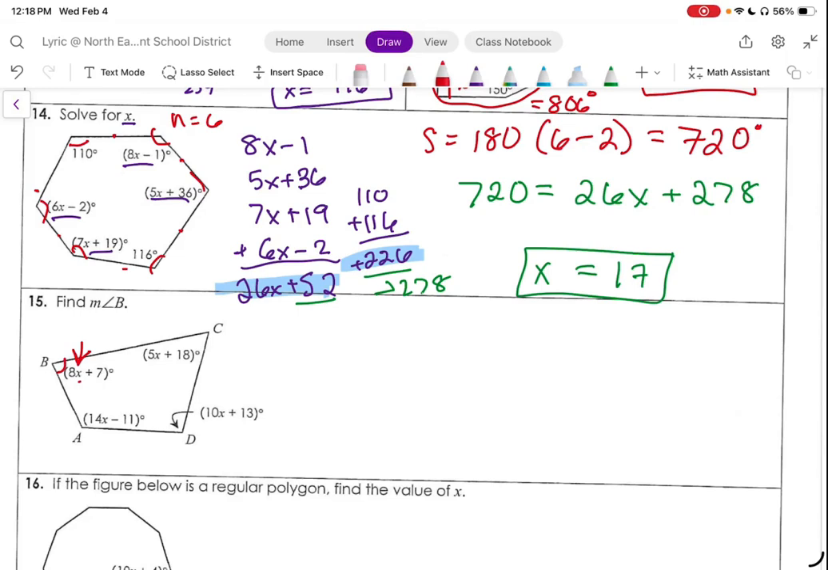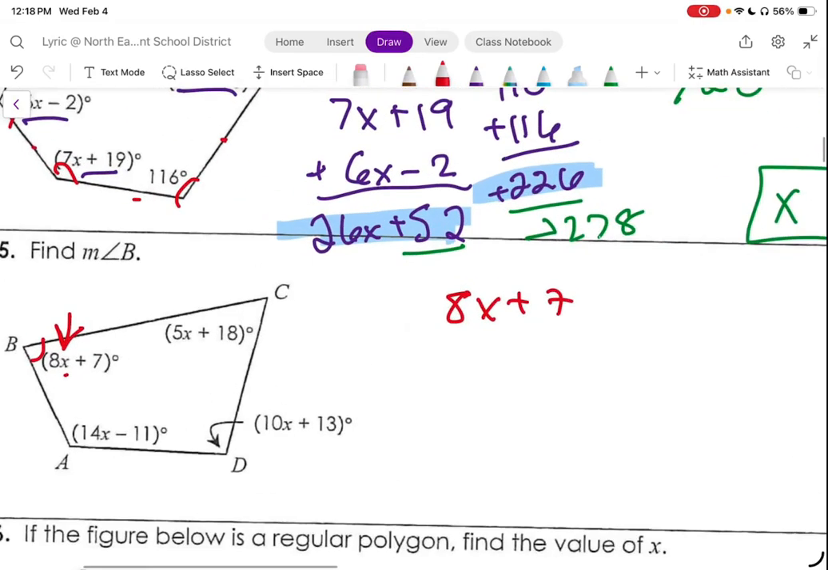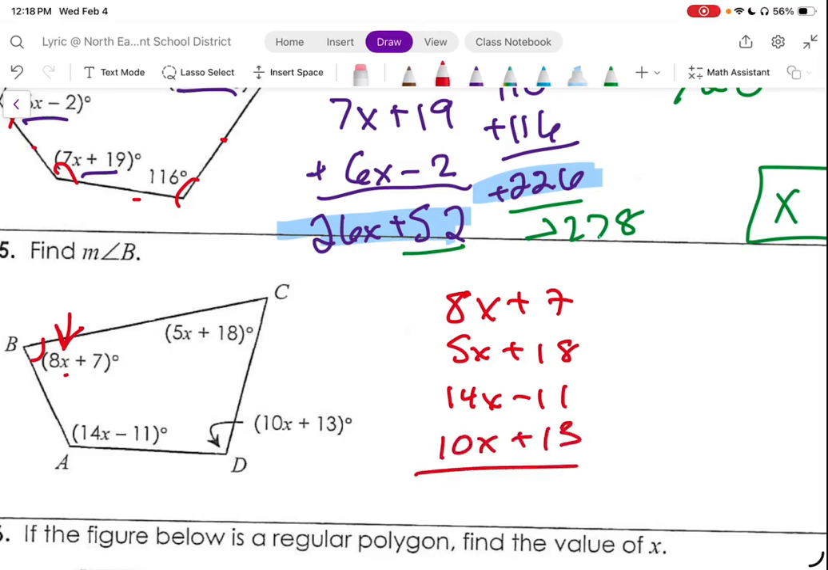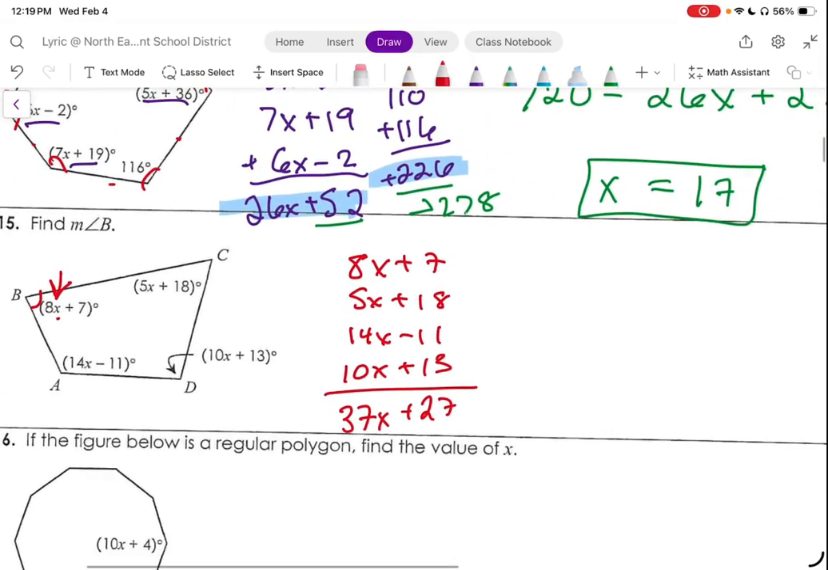So I'm just going to add them up vertically. We have 8x plus 7, 5x plus 18, 14x minus 11, and 10x plus 13. Now, when we add all the constants together, we get 27. And when we add the x's together, we get 37x. All right, so all of our angles in total equal 37x plus 27.